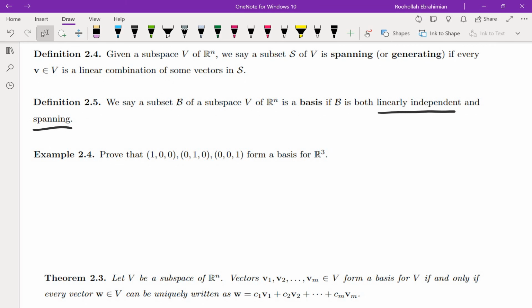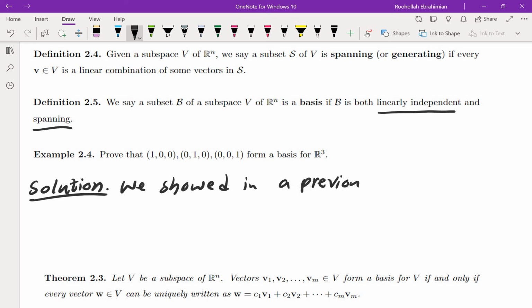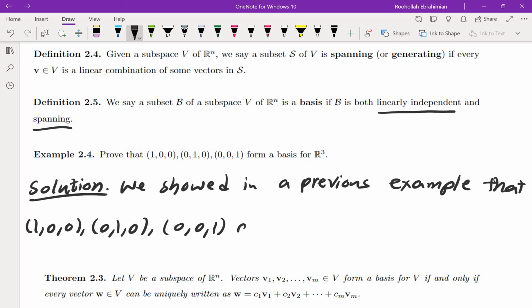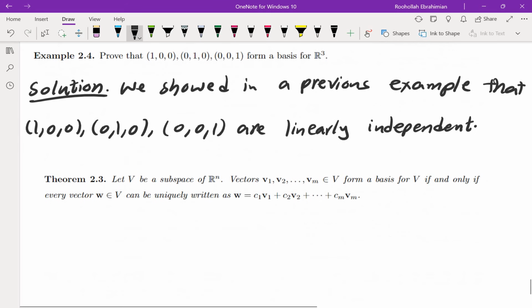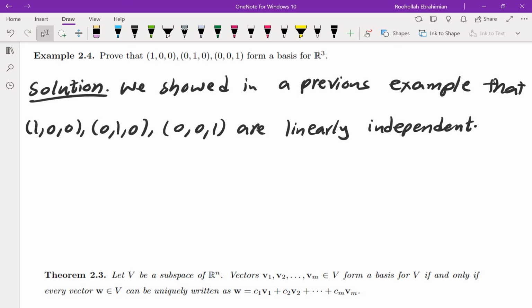So here's an example. (1,0,0), (0,1,0), (0,0,1) form a basis for R3. Well, we already showed that they are linearly independent. We showed in a previous example that (1,0,0), (0,1,0), and (0,0,1) are linearly independent. Now I will have to show that they are also spanning.